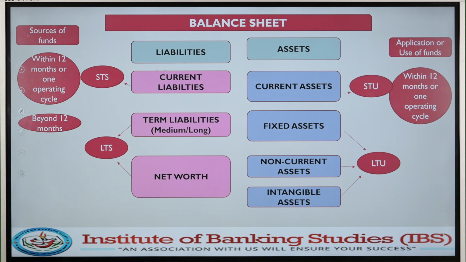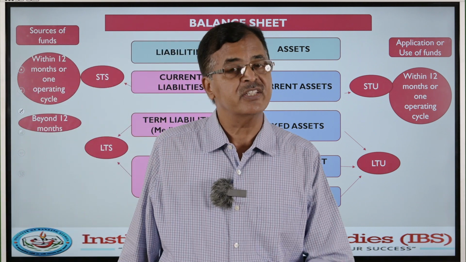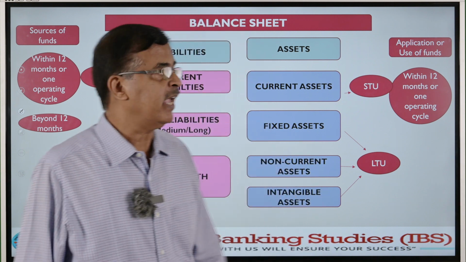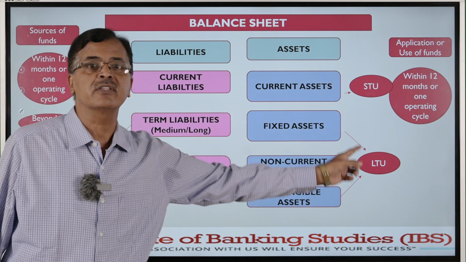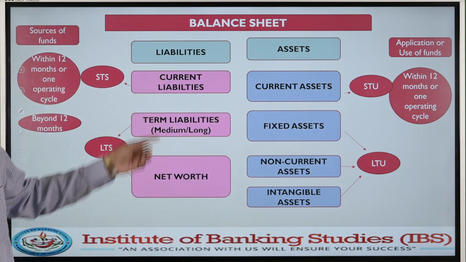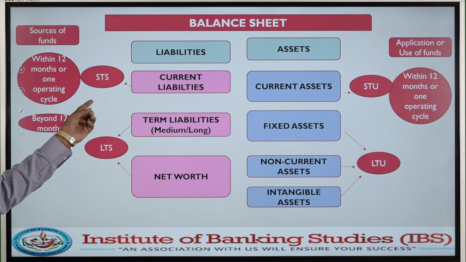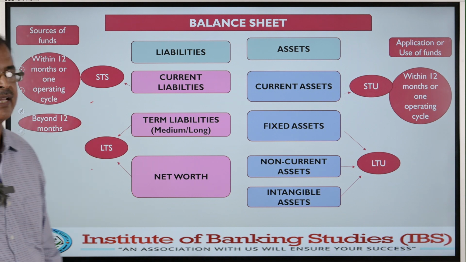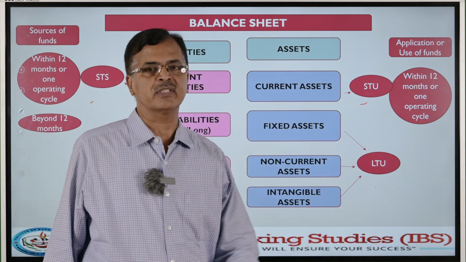now you can visualize the exact position of a balance sheet. It is the exact picture. Why I said like that? Because it shows the sources and it shows the uses of the funds. On the left hand side, on the liability side of the balance sheet, sources are there, short-term sources are there, long-term sources are there. On the right hand side, short-term uses are there, long-term uses are there.